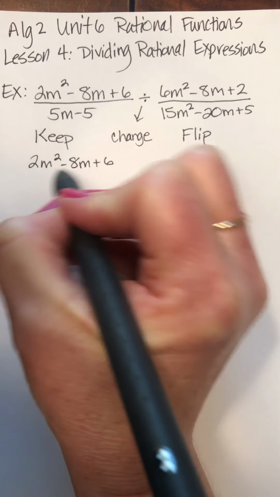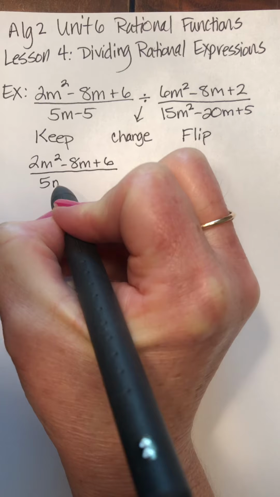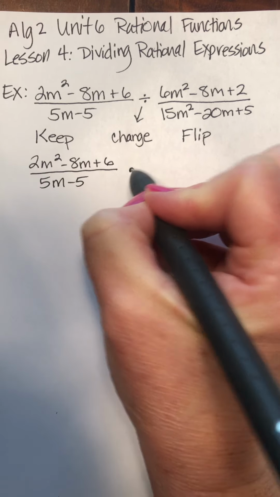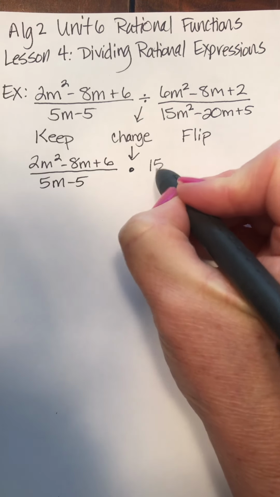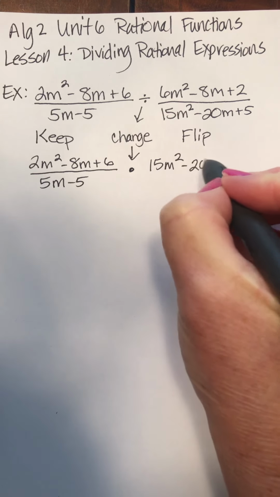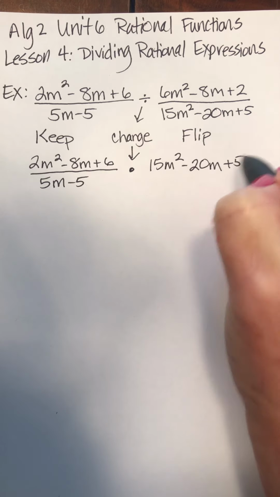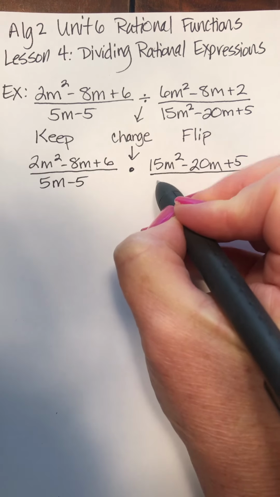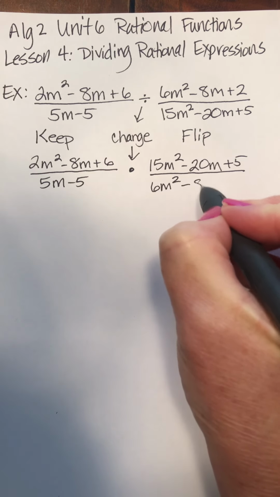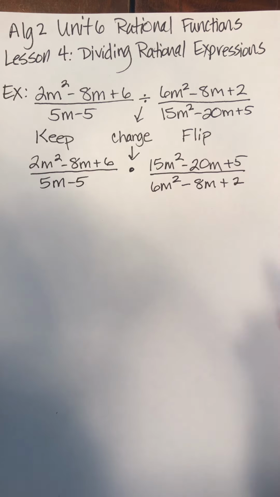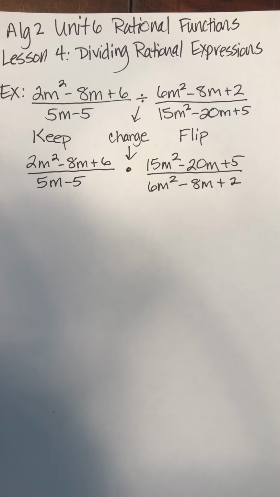And it's easy to forget to keep, change, flip. A lot of times people want to just go ahead and start factoring and canceling out, but they forget to flip the second fraction and to change the division and multiplication. And so we're going to do this first and get that out of the way. So now the second fraction has the numerator 15m squared minus 20m plus 5, and the denominator 6m squared minus 8m plus 2. So now what we're going to do is factor each numerator and denominator.